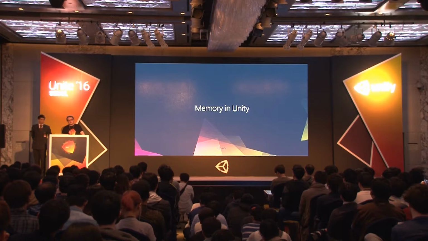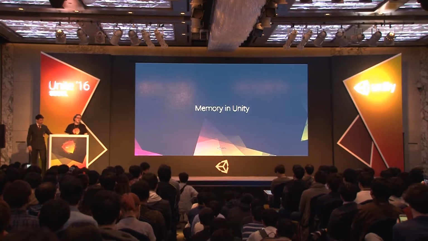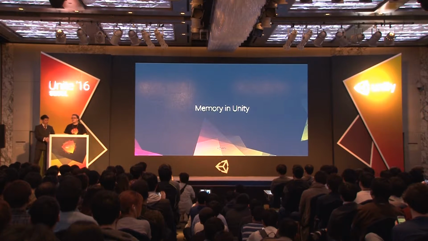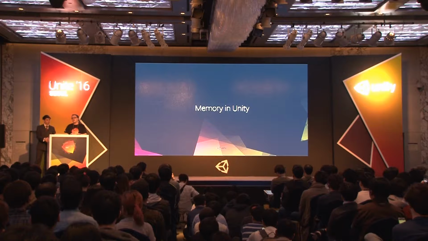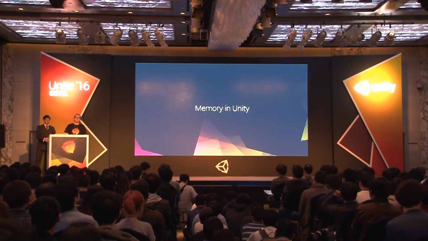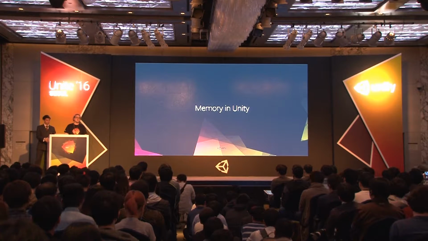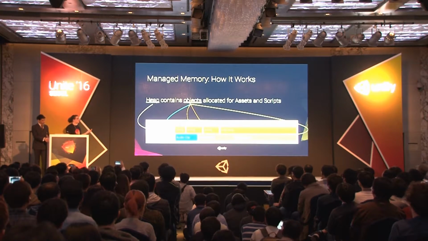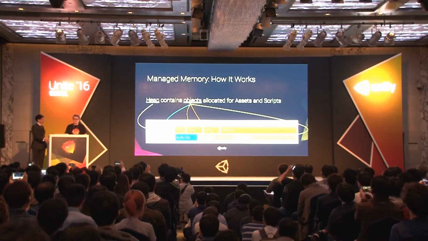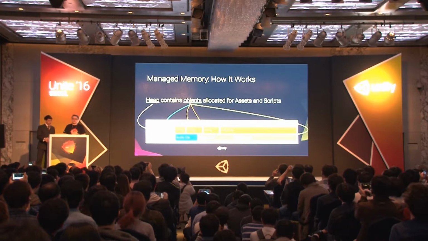So I want to move on now to the managed heap. This is problematic in a lot of games in Unity. The new memory profiler will help to track down problems now, but there are also very simple things that you can do to prevent it being a problem in the first place. So, managed memory, how it works. The heap contains all objects allocated for assets and script.